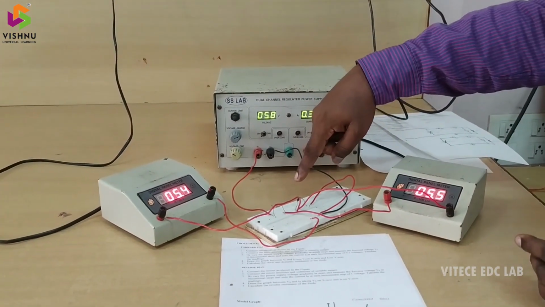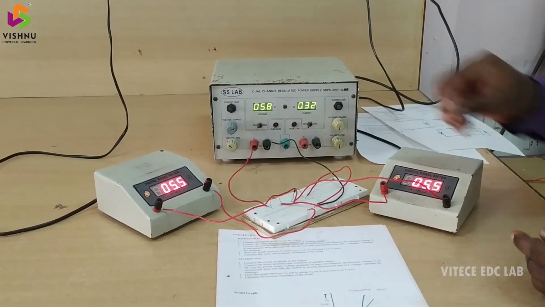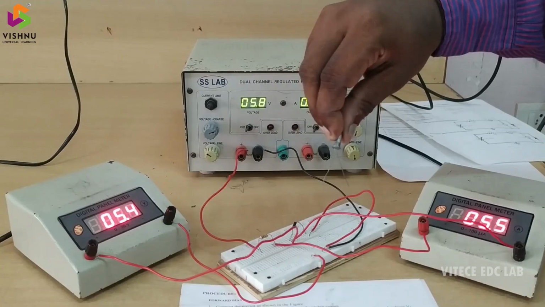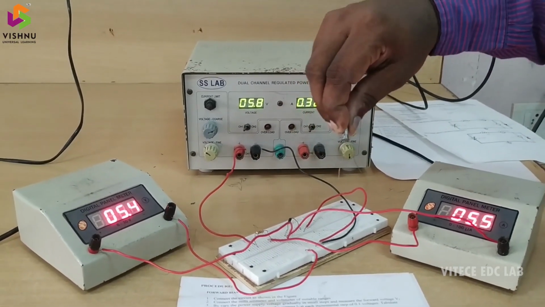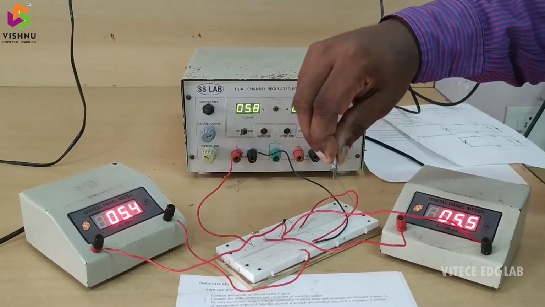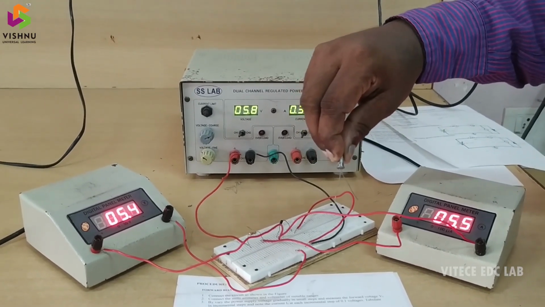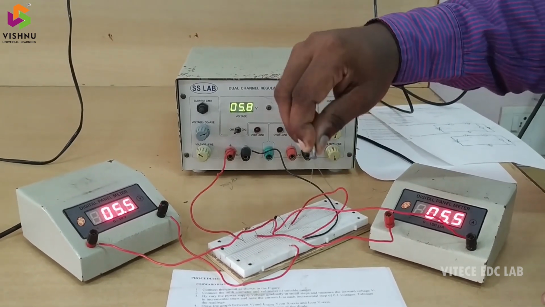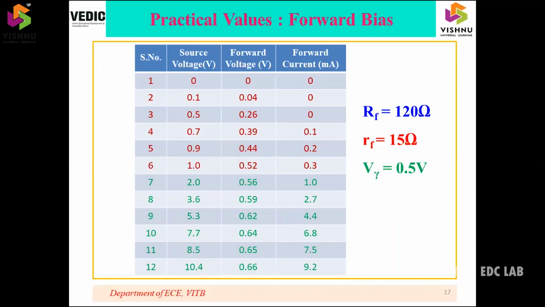If you replace this silicon diode with a germanium diode, then with the same procedure we can obtain the germanium diode characteristics also. The difference between the germanium diode and the silicon diode is in the reverse saturation current. If you sketch the characteristics of these two diodes on the same graph, then we can easily differentiate these two diodes. These are the practical values obtained from the forward biased diode characteristics: source voltage, forward voltage, forward current.